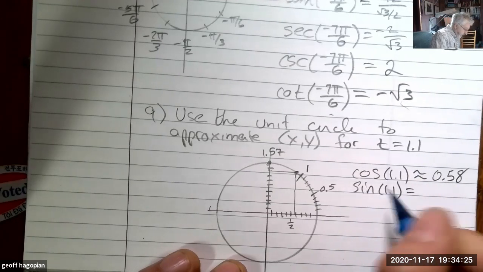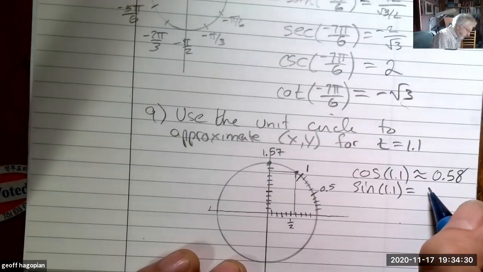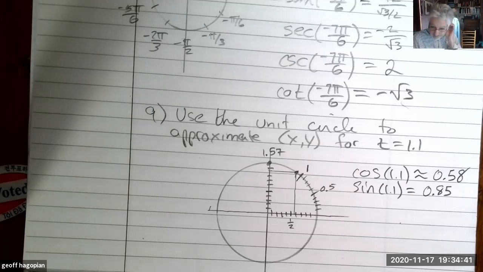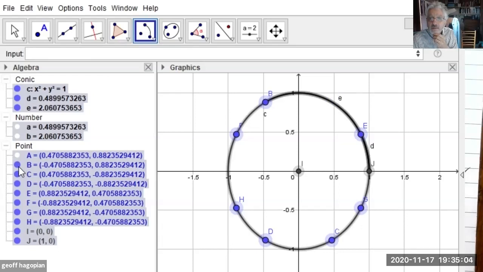Sine of 1.1, what does that look like? Well, it looks to me like a little bit more than 0.8, so I'm going to say that's 0.85, right? So let's test that, right? Is that true? And how would you test it? Well, you'd use a calculator, right? Do I have one? Sure. So let's say choose all of these and unselect. Oh, let's just, I don't know. Well, let's just get rid of these points.